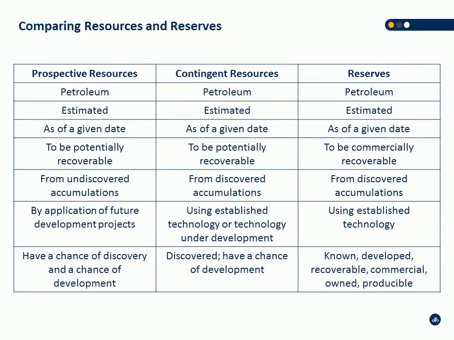Future development projects, so prospective resources, you don't need an established technology. You need a reasonable approach to a development project. Contingent resources need established technology or technology under development, and reserves, it must be an established technology. And going back to the risk factors, two risk factors for prospective, one risk factor for contingent, and no risk associated with reserves volume. So that is the COGEH definitions.